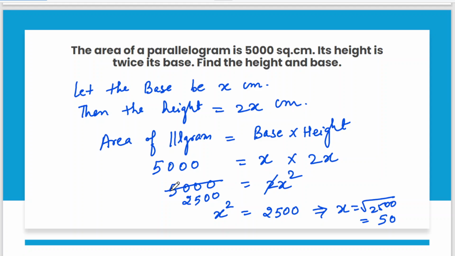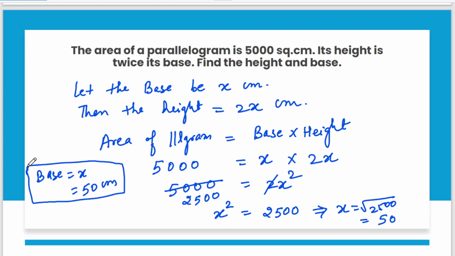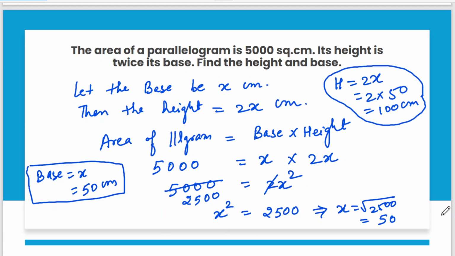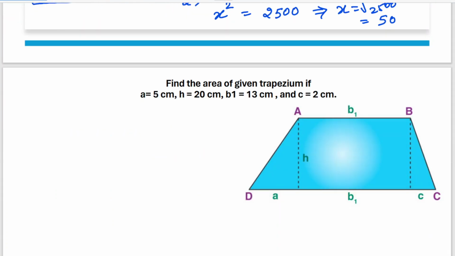So what is our base? So base is x. So it is 50 centimeter. And what is our height? Height is our 2x. So it is 2 into 50, that is 100 centimeter. So we have calculated both base and height. Next question.